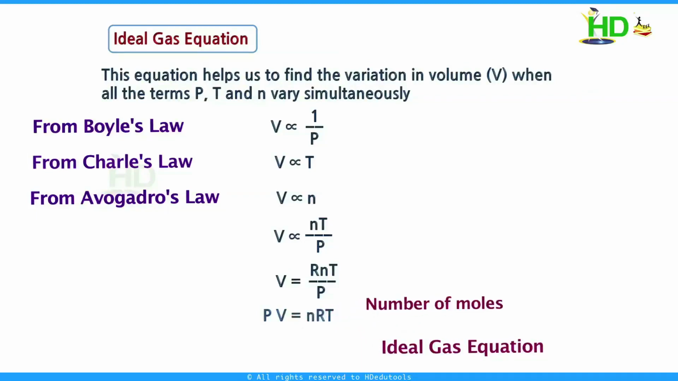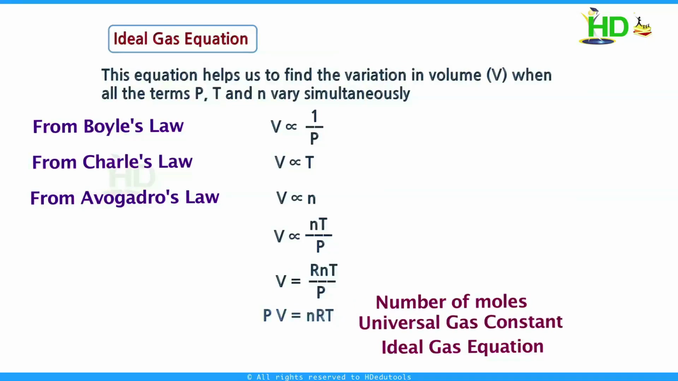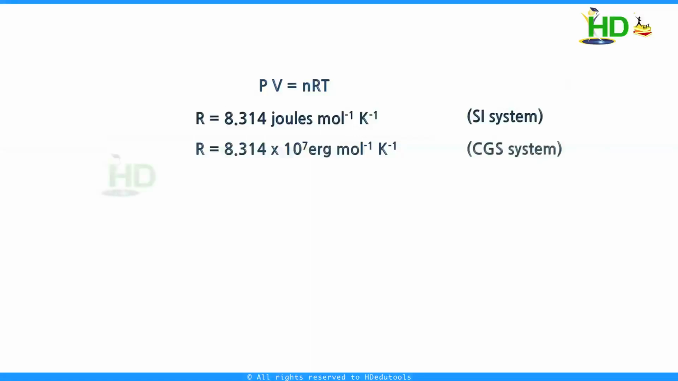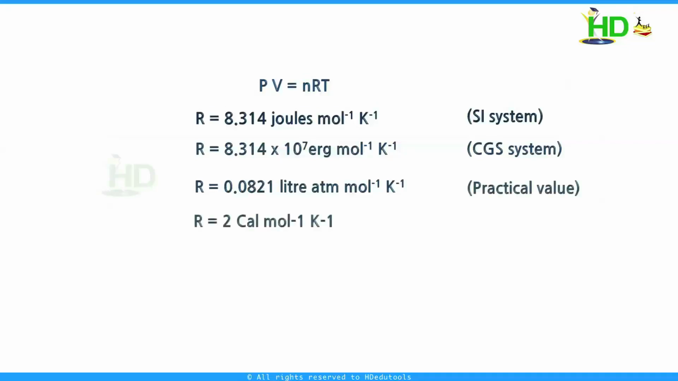This n is the number of moles. R is called the universal gas constant. The value of R is 8.314 joule per mole per Kelvin in the SI system. It is 8.314 into 10 power 7 erg per mole per Kelvin in the CGS system. It is 0.0821 liter atmosphere per mole per Kelvin. This is the practical value, and this is equal to 2 calorie per mole per Kelvin. This is the value of the universal gas constant.